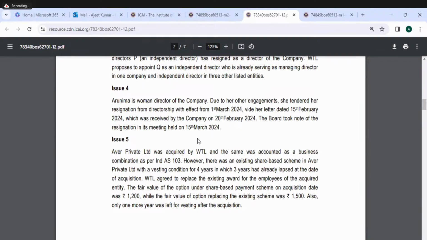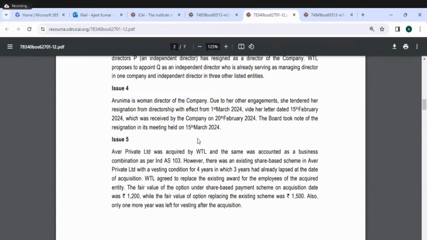Arunima is a woman director of the company. Due to her other engagements, she tendered her resignation from directorship with effect from 1st March 2024, via her letter dated 15th February 2024, which was received by the company on 20th February 2024. The board took note of the resignation in its meeting held on 15th March.